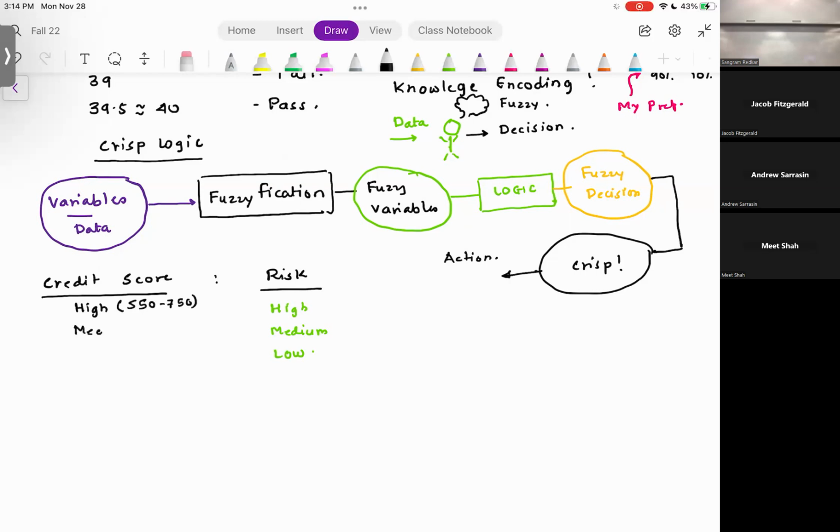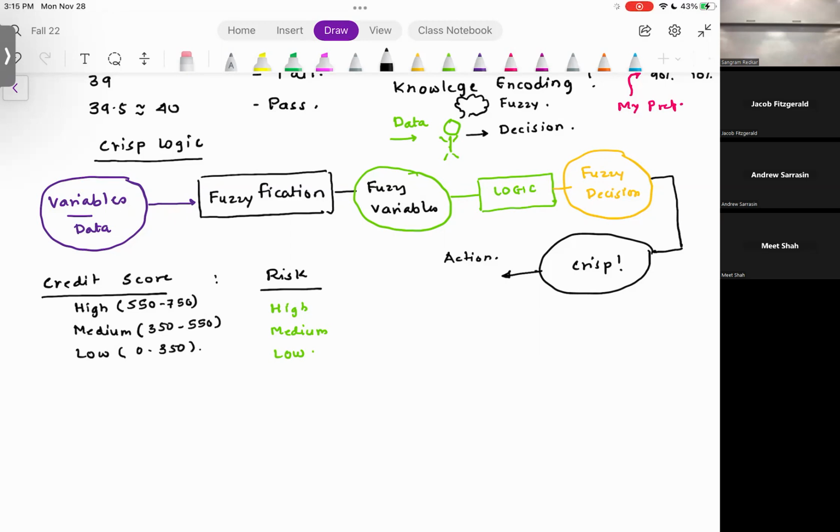Medium, which is maybe 350 to 550. And low, which is less than 350. So 0 to 350.